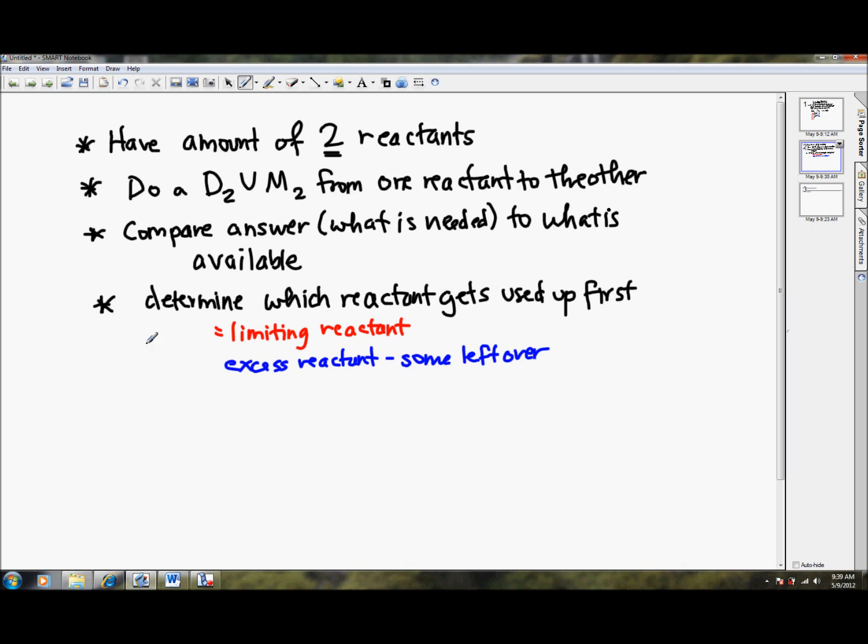The second part of the problem is usually asking us how much of the product could be made. In other words, if you just made cookies until your eggs ran out, how many cookies would you end up creating? So that means we're going to find the amount of product, but it has to be based on the limiting reactant.